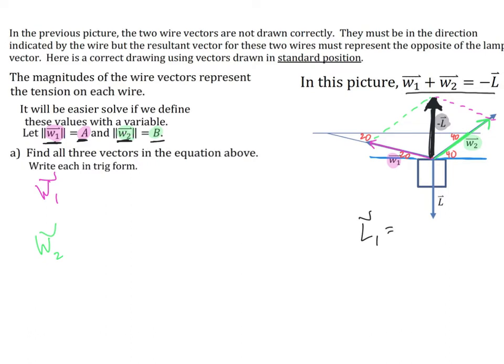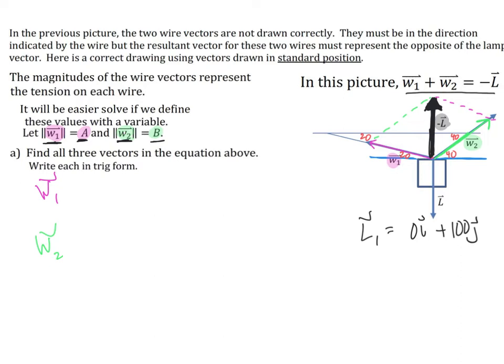Since we reversed it, let's just look at this negative L, right? What is it doing? It's going directly up. There is no horizontal component. There's only a vertical component. So you're going to have 0I plus 100J because it's just going directly north. And the weight is what its vector or its magnitude is. So it's just 0I plus 100J.